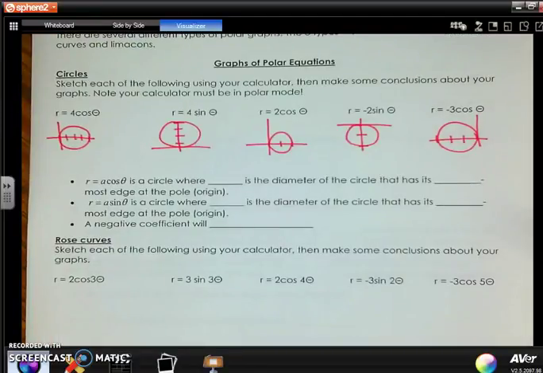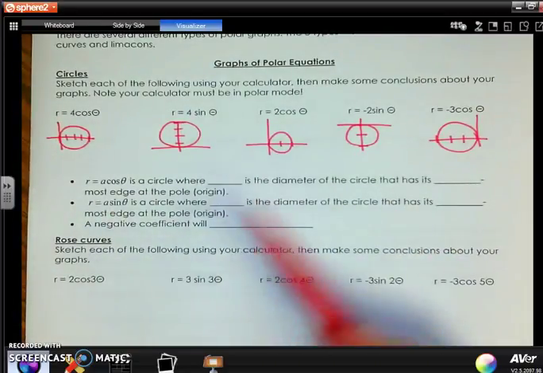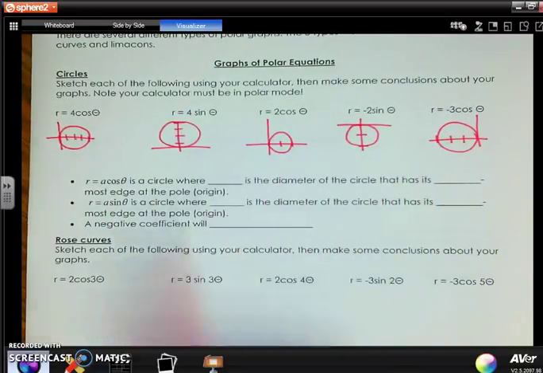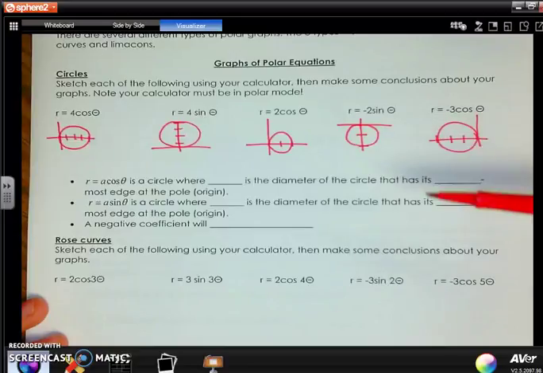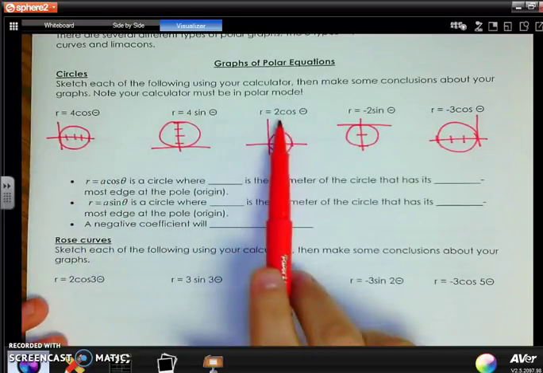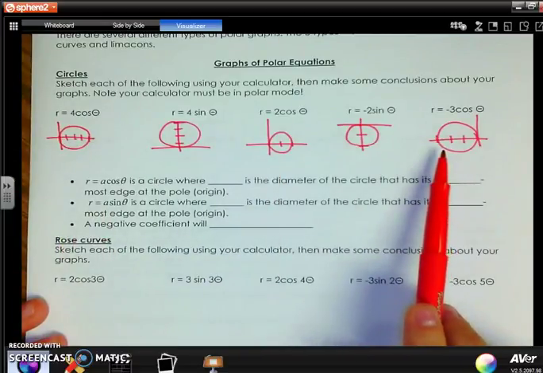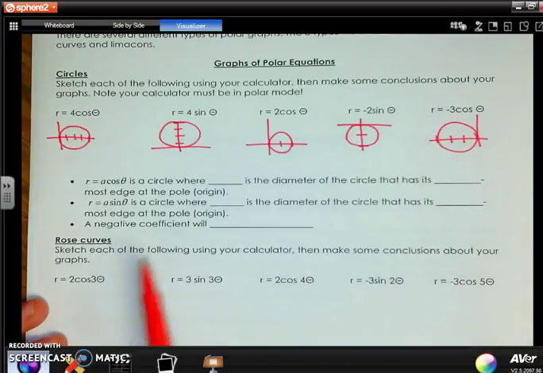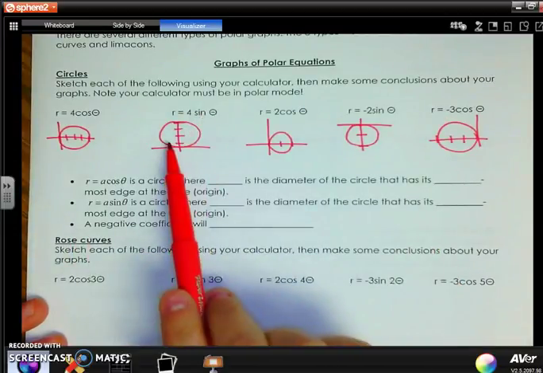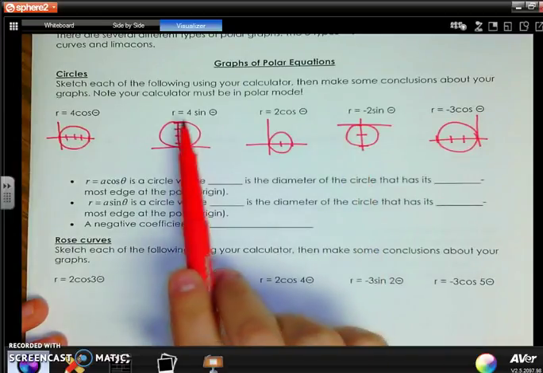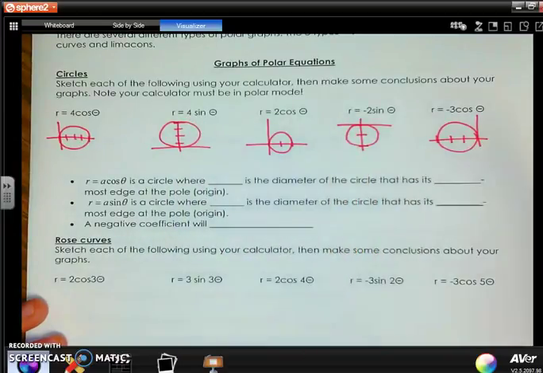Okay, so hopefully you went ahead and graphed those in your calculator and you got graphs that look like this. Some things that you might start to notice is that this number out front seems to have a direct correlation with the length of the diameter of the circle. Some other observations you may have noticed is that the ones that had cosine were either to the right or left of the y-axis, and it was to the left when it was negative, and the ones that had sine were above or below the x-axis, depending on if that number in front was negative. So hopefully you made those observations.